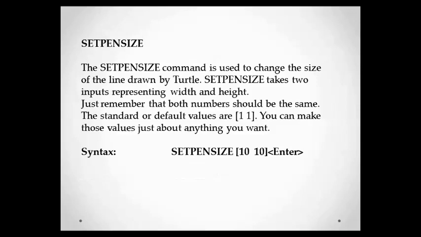The next command which we will discuss is called set pen size. This command is used for changing the width and height of the line which the turtle is making. With set pen size, we need to give two numbers. The first represents the width of the line and the second represents the height of the line. Just remember that both numbers need to be the same.